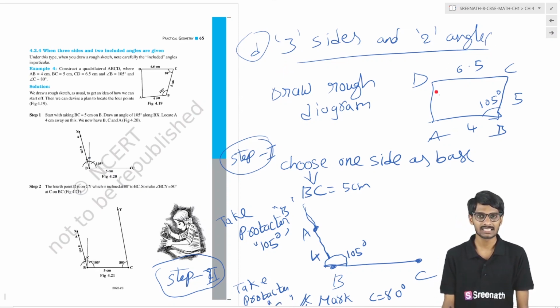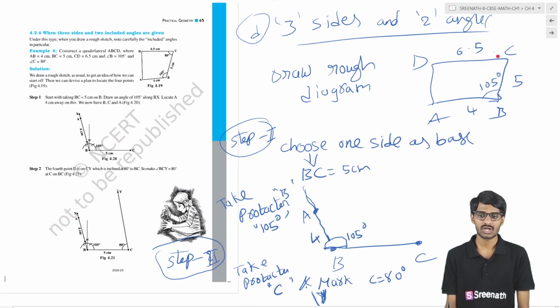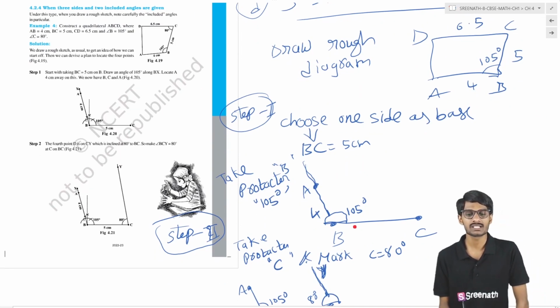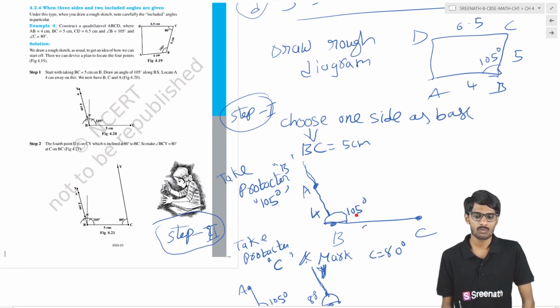Whenever he has given three sides and two angles, what you have to do is first draw a rough diagram like that. So he has given three sides like that, and he has given two angles. First, you have to choose a base. So we have chosen BC as the base, and we write BC as 5 centimeters.